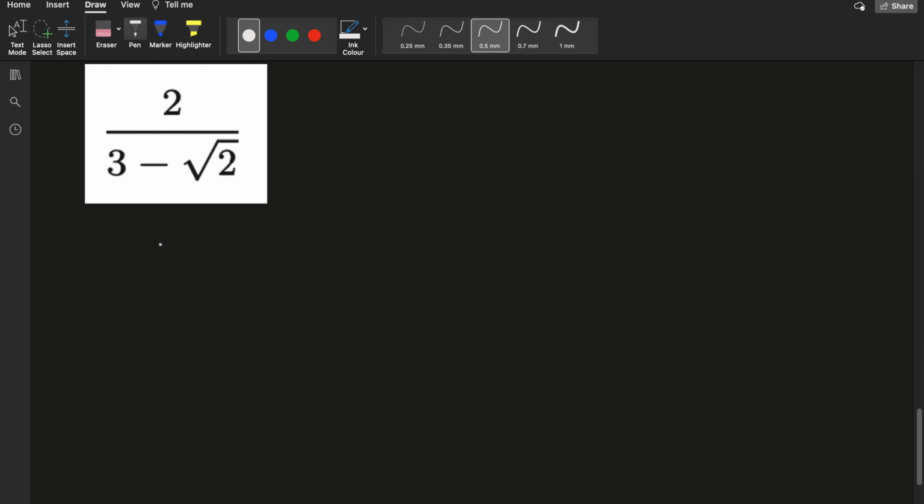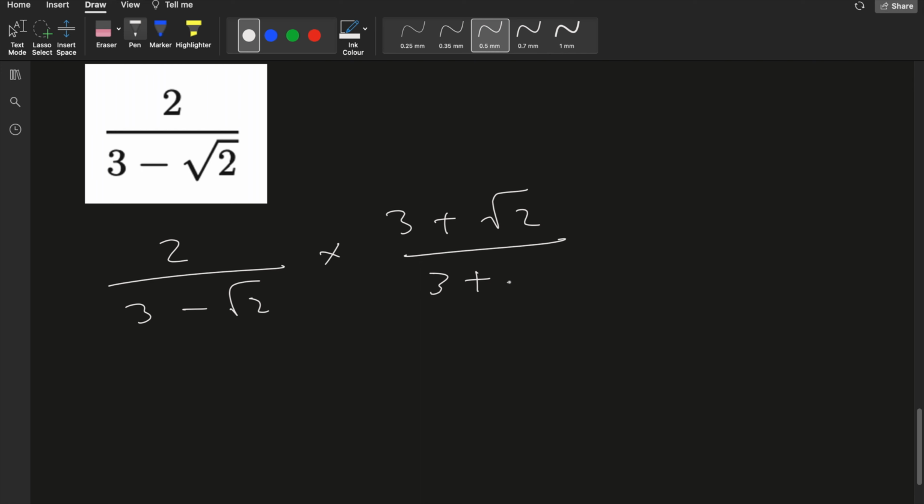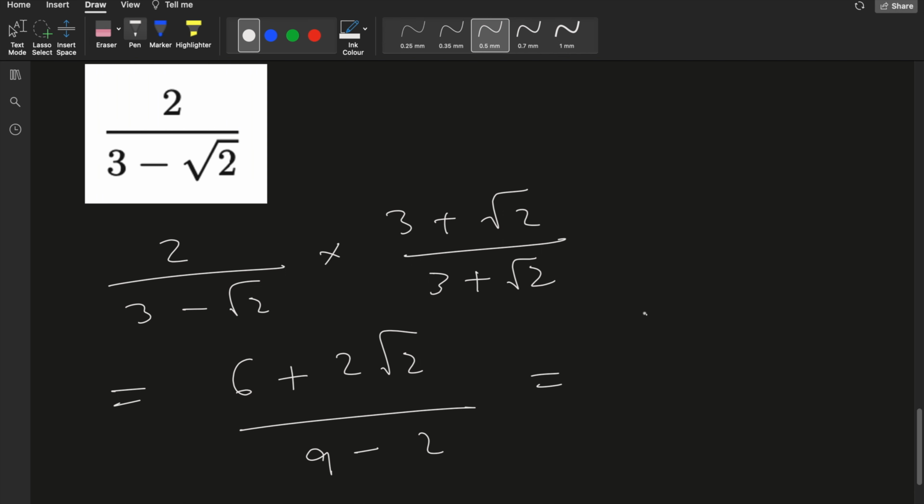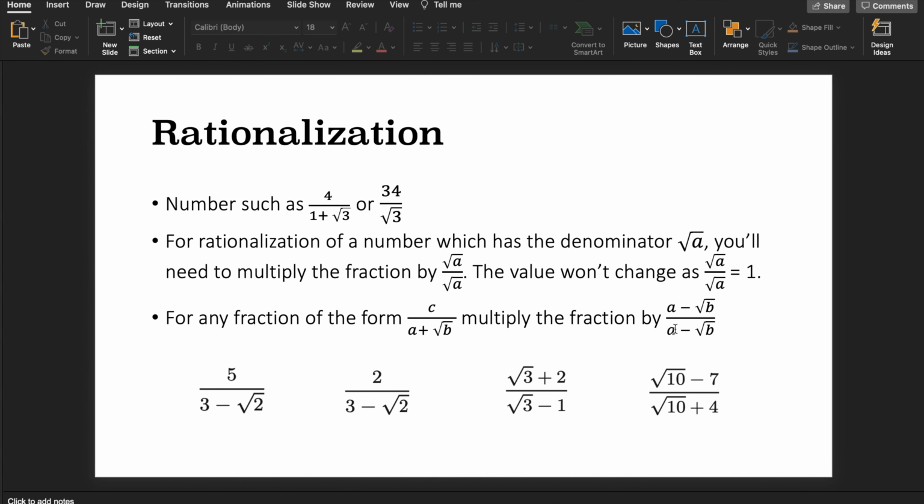So we'd use the same procedure, 2 divided by 3 minus square root of 2 into 3 plus square root of 2 divided by 3 plus square root of 2 equals 6 plus 2 square root of 2 divided by 3 squared is 9, and then this squared would be 2, so that would be 6 plus 2 square root of 2 divided by 7. So that's our answer. You can go ahead and solve these two. I will also solve them now.